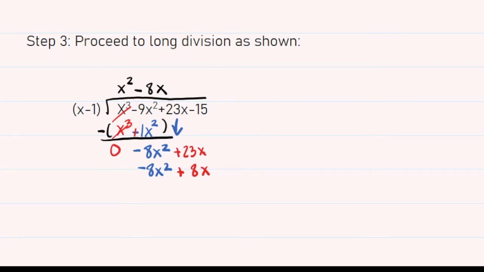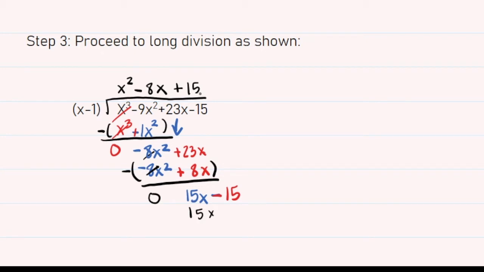And like I said, keep in mind that you are subtracting this, so put this in brackets. This becomes negative 8x squared plus 8x squared, which eventually gives us just 0. 23x minus 8x gives us 15x. And then we bring down our negative 15. Alright, so our next value up here is going to be plus 15. That will give us 15x.